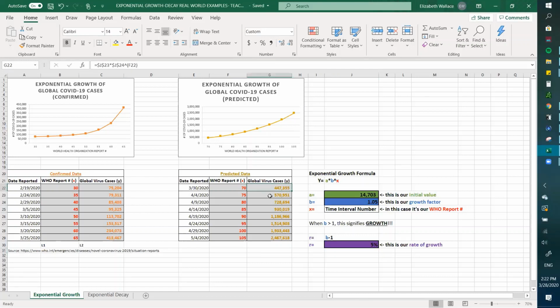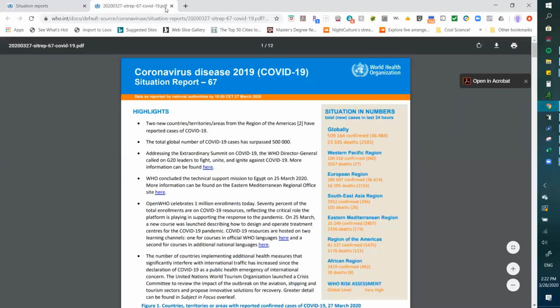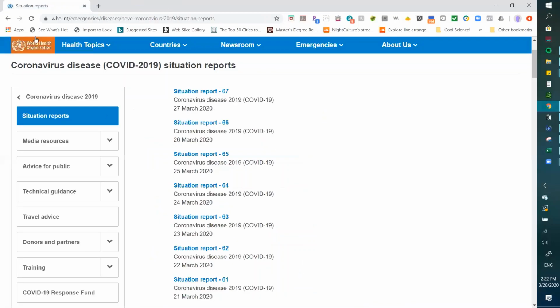I've already entered in the formula, and this tells us that by the 30th of March, we should have roughly almost near 500,000 cases of COVID-19 around the world. Now, today is the 28th of March. We can actually go in and see how many coronavirus cases there are around the world.